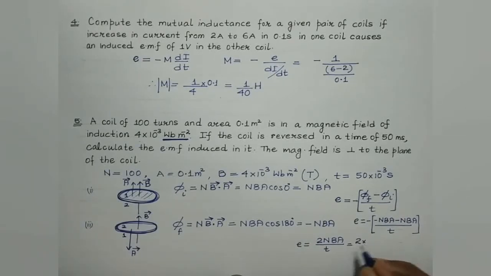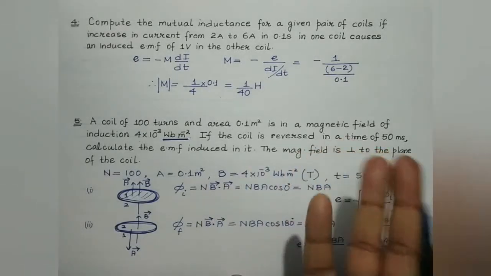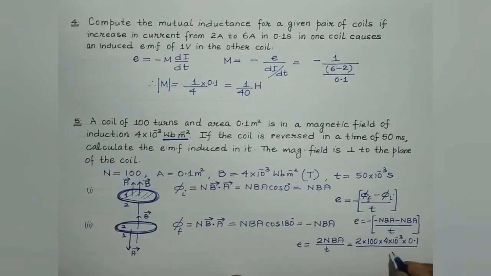Now we are aware of every value. Let's substitute it. Number of turns, that's given to be 100, isn't it? Strength of the magnetic field, that's given to be 4 into 10 raised to power minus 3. Area, that's given to be 0.1. And finally, the time in which the coil is reversed, that's going to be 50 milliseconds. That is 50 into 10 raised to power minus 3. Now it can be easily solved, right? So let's try to solve it.